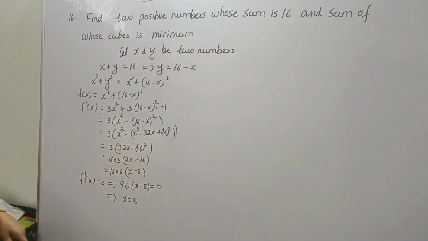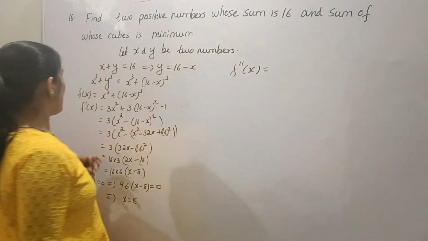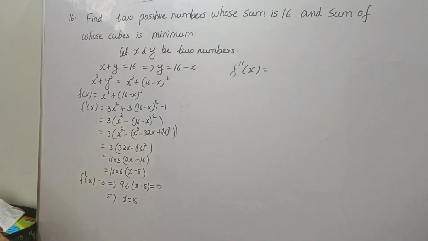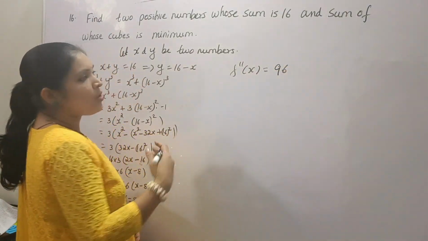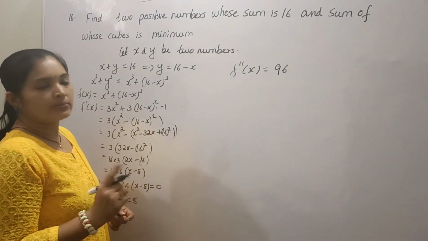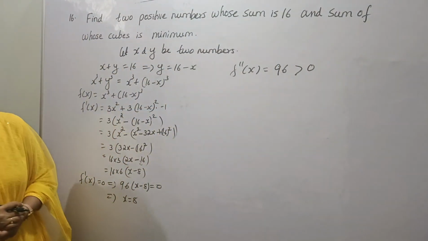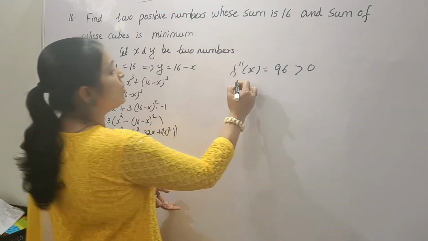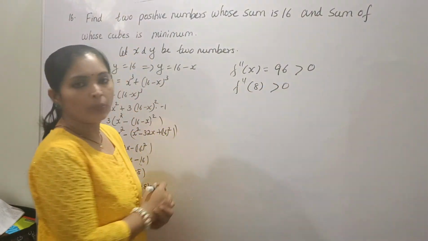Next we will find f double dash of x. What is our f dash of x? 96 into x minus 8. So 96 into the derivative of x minus 8, which is 1, so it's greater than 0. So f double dash of x is greater than 0. Therefore f double dash of 8 is also greater than 0.